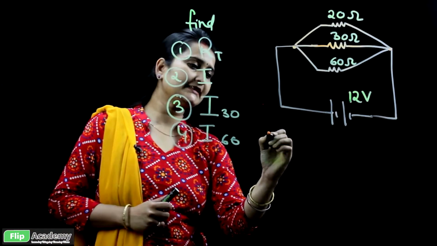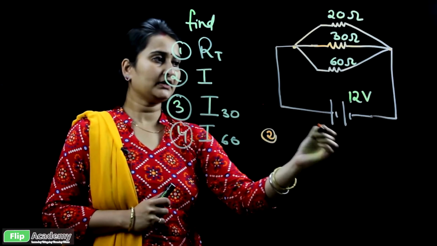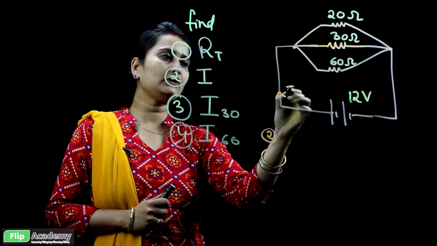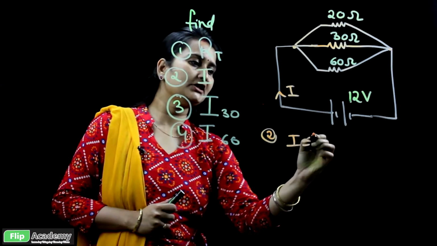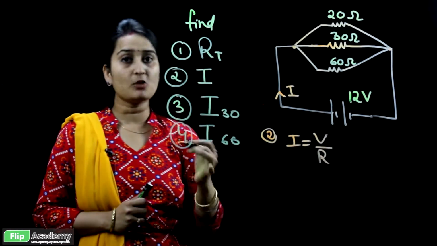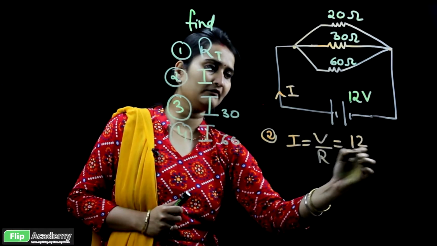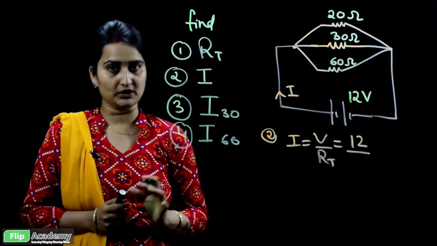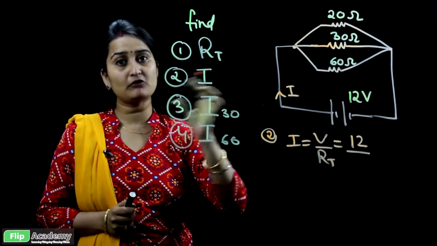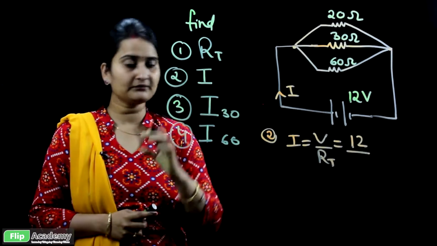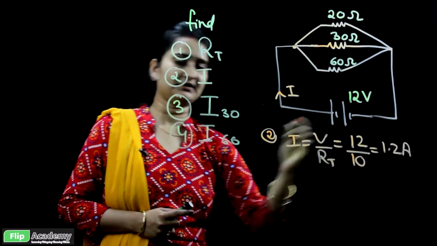Now let's see the second part. You have to find the total current of the electric circuit. This is the battery. It is supplying the total current in the circuit, that is capital I. So capital I is equal to V upon R from Ohm's law. What is V? V is supplied by the battery, that is 12. What is R? R should be the total resistance, because you are going to find the total current. The total resistance we have already calculated in the previous part, that is 10. So your answer would be 1.2 ampere.